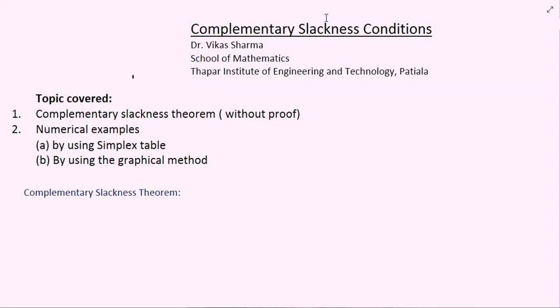Welcome to the class on complementary slackness conditions of linear programming problems. Complementary slackness conditions are very important tools in understanding the relation between the primal problem and the dual problem. These conditions are also useful in obtaining the optimal solution of one problem, say primal, from the other problem, which is the dual problem method.